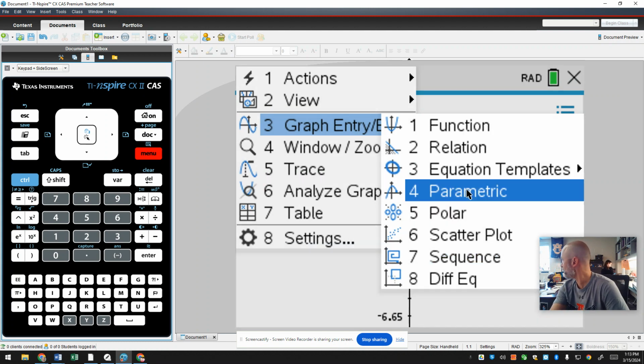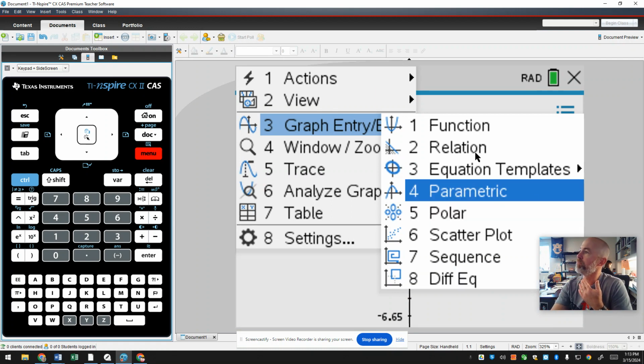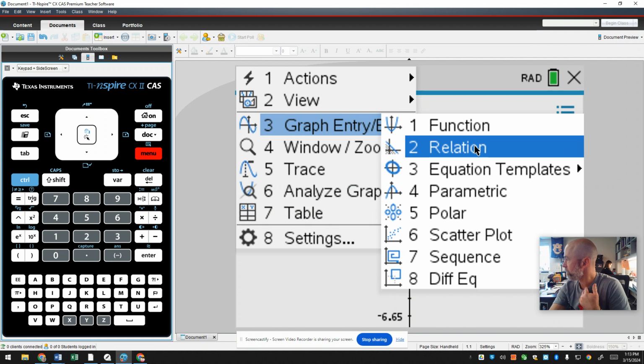Right here, you have all of the options for the different graphs we have. So you have parametric, polar stuff. We don't deal with that. There actually is a differential equations grapher where you can graph slope fields and things. It's cool, but not needed. That's why I never showed you. But the one we're going to use is relation. Relation allows you to type in any type of XY relationship. So you can do x squared plus y squared equals 9 and graph a circle with a radius 3.